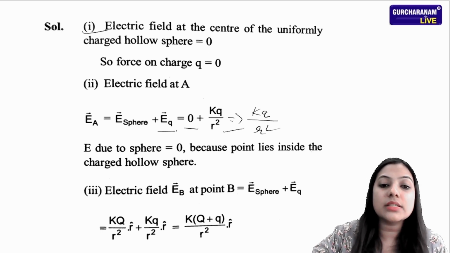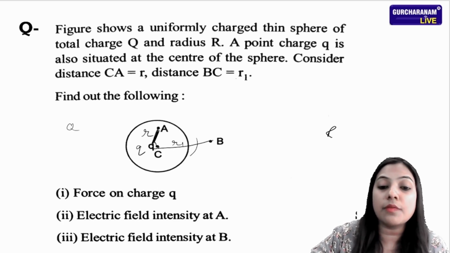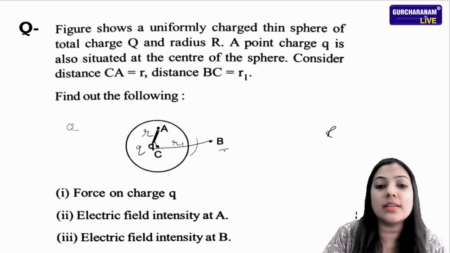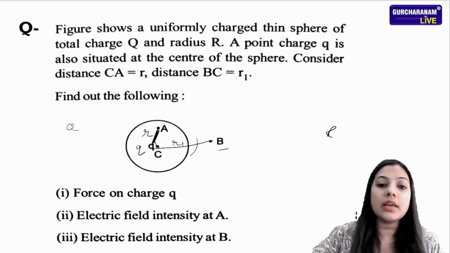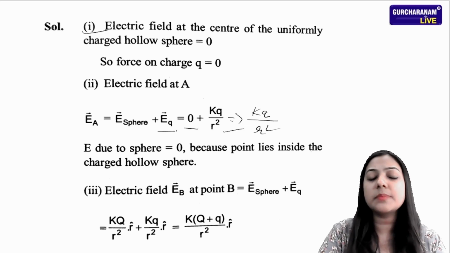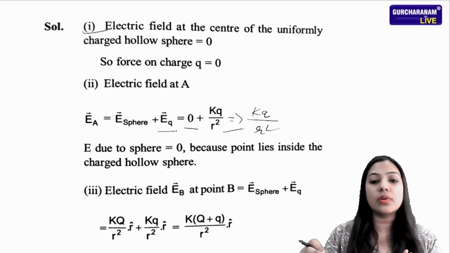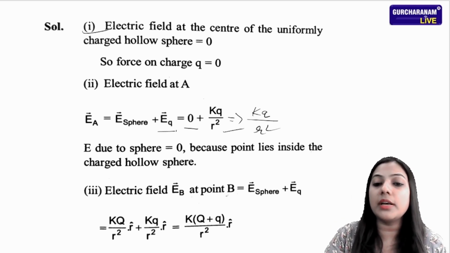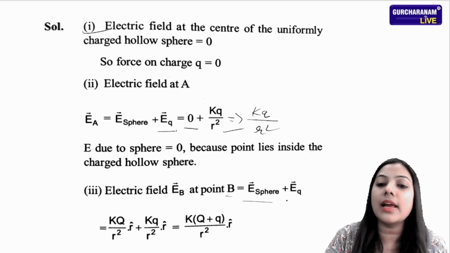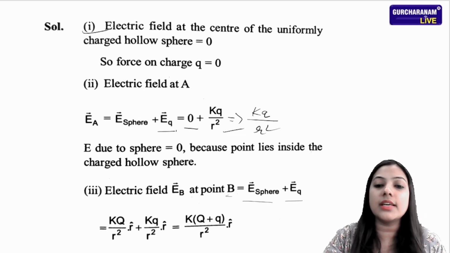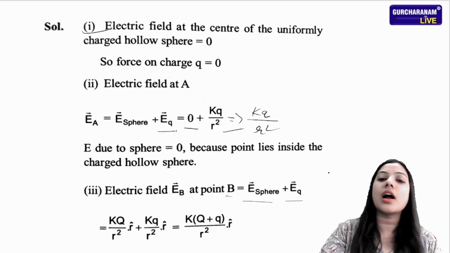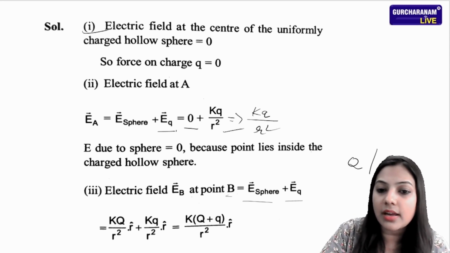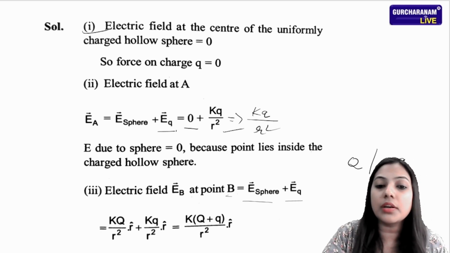Next, we have to find the electric field intensity at point B, and B is situated outside the sphere, as you can see in the diagram. So the electric field will not be 0. The net electric field at point B is the electric field due to the sphere plus the electric field due to charge q. For the sphere, the charge is capital Q, and for the point charge it is small q.